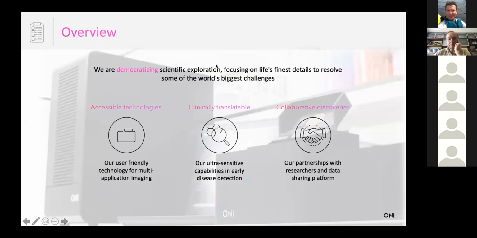ONI is a biotech spin-out from the University of Oxford. What we do is we make super resolution accessible so that we can help overcome some of the biggest challenges that we face within the biomedical research field. We've done this by building the world's first benchtop compatible super resolution microscope. We're trying to produce clinically translatable results, because ultimately we believe that to accomplish this, we need to create a collaborative platform.